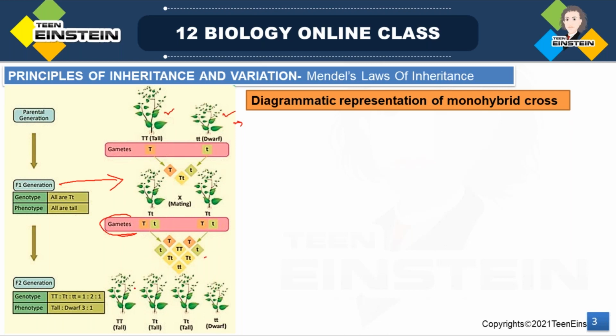And in the F2 generation, you can see tall and dwarf plants. There are some tall plants. This is tall, and the third one is also tall. But here you can see a dwarf plant. There was no medium-sized plant in the F2 generation. These three are tall, and the last one is dwarf.